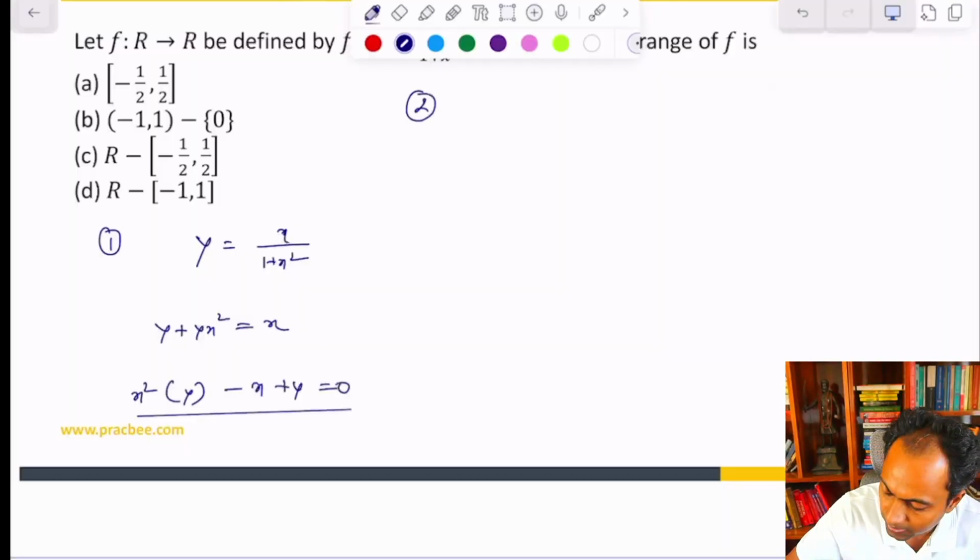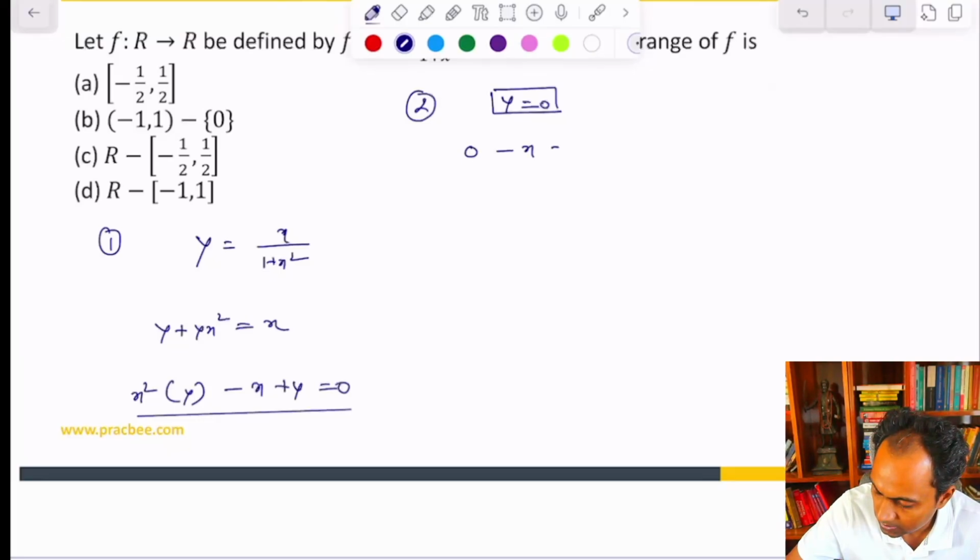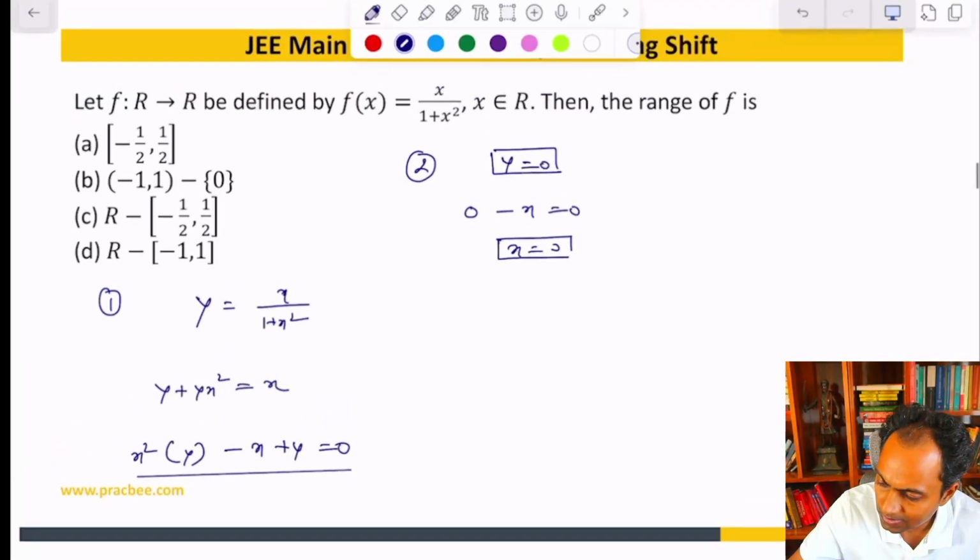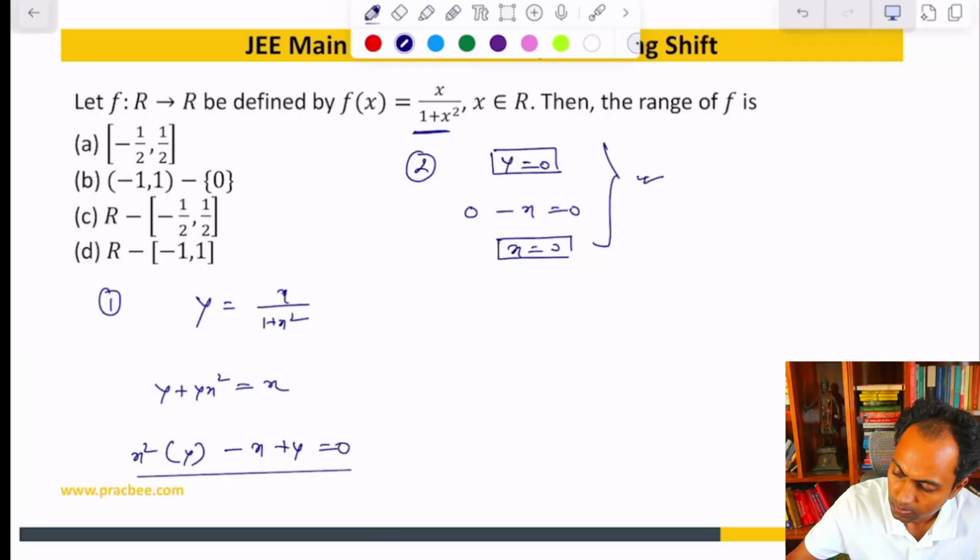So we'll find y in terms of x. You can take two conditions: one, it is a quadratic, and two, it is not a quadratic. If it is not a quadratic, then y will become 0. If I put y as 0, what happens to the x? The equation will become 0 minus x is equal to 0. The value of x comes out to 0. Is the value of x, 0, in the domain? Yeah, it is there in the domain. So this is acceptable.